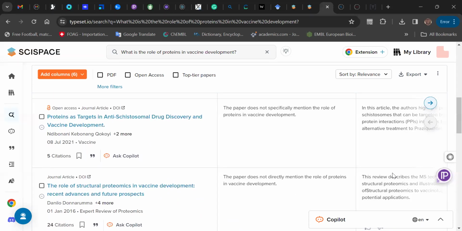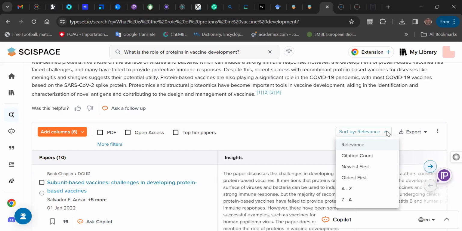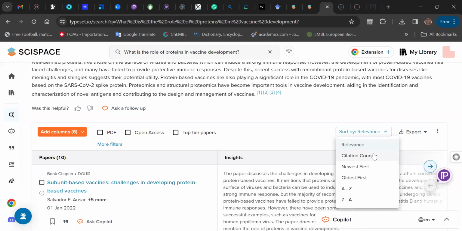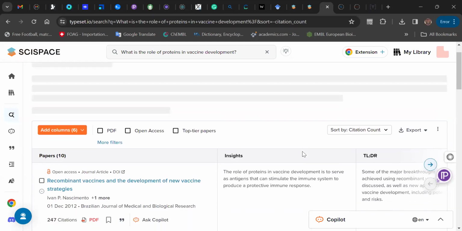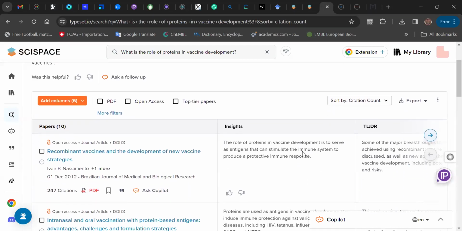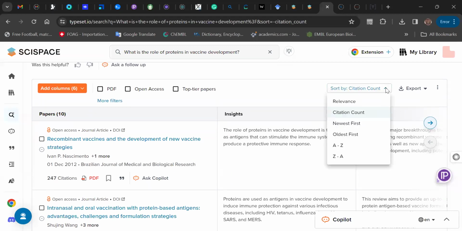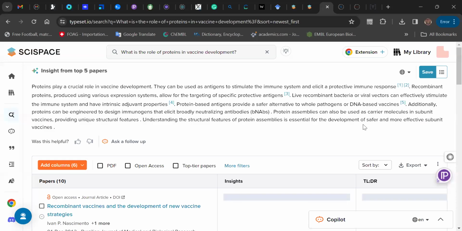And from here, you can sort by relevance. You can sort by citation count. So those that are highly cited, you pick first. You can also sort by newest first. The most recent will be the one to come out first.